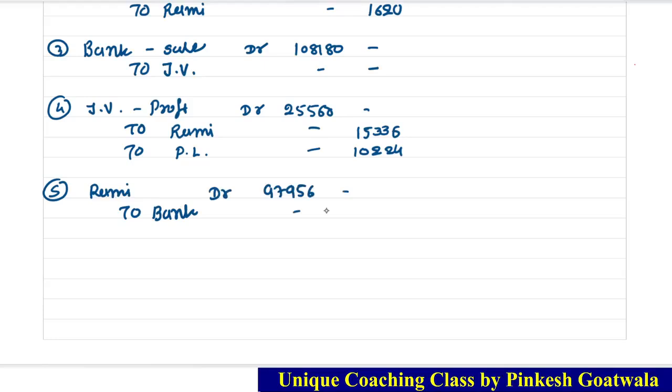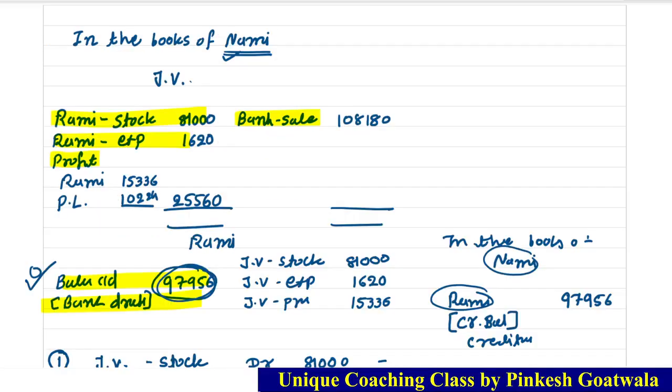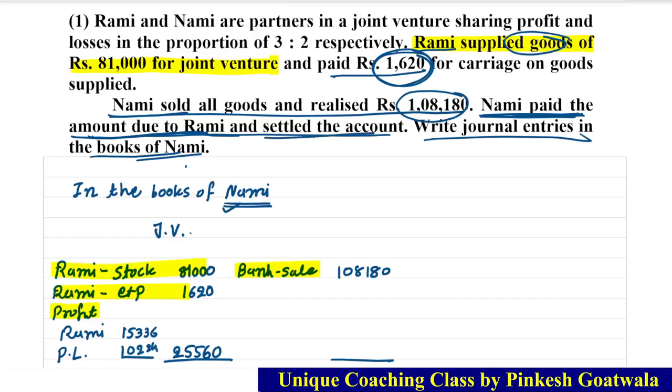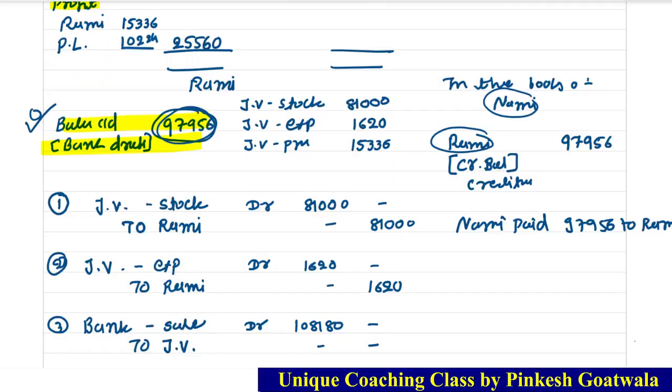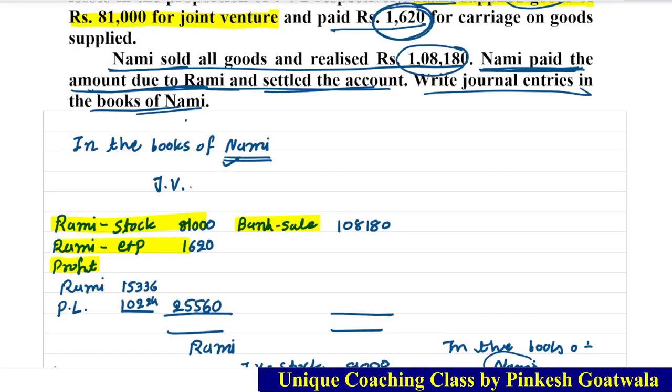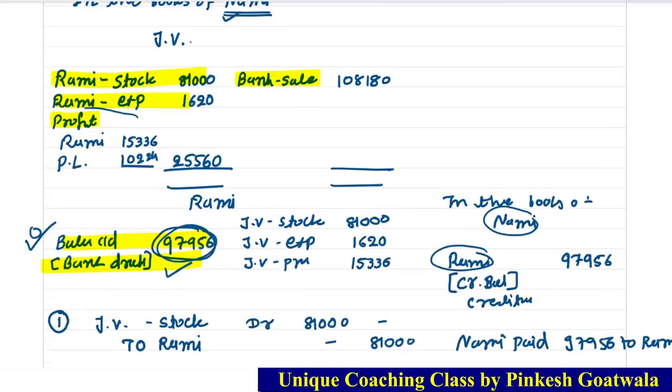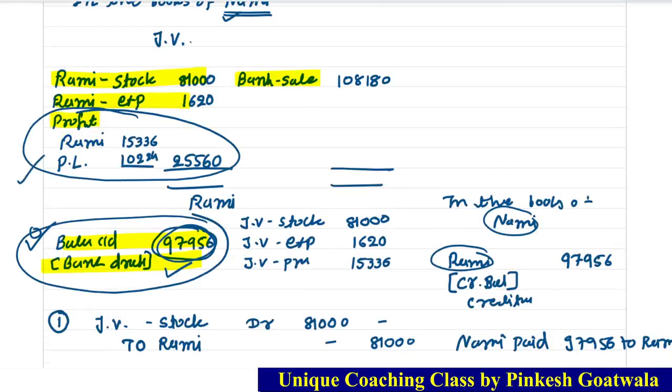97956. Okay, or even in question they told this point. Look at here. Nami paid the amount due to Rami and settled the account. Okay, the amount that is due, paying that amount means about this. So if in a question they give the point like this, write journal entries in the books of Nami. So you have to write journal about all the transactions like purchase, sale, expense. And after that you have to write journal about what? The profit or loss of joint venture and the closing balance of the partners account. Those two you also have to journalize. Okay, clear? So here this sum was completed.